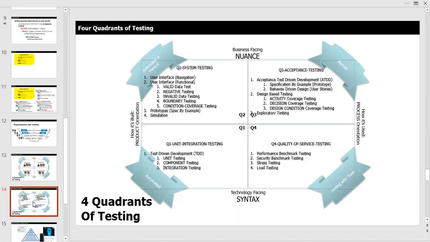condition to the variance to the power condition. And then you have prototypes and simulation.